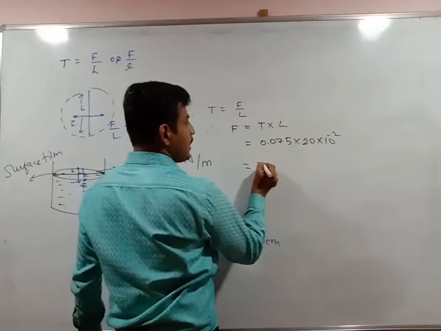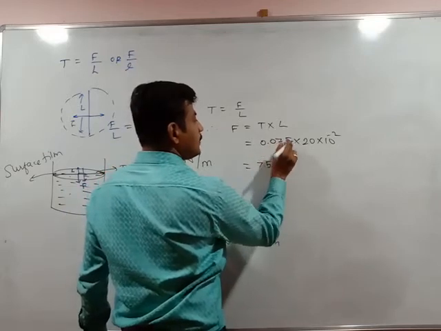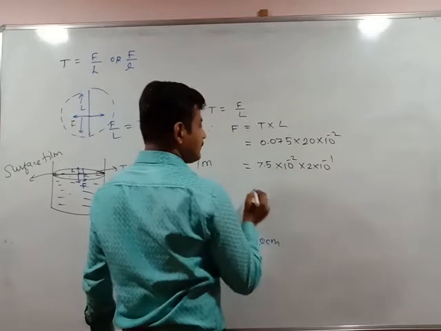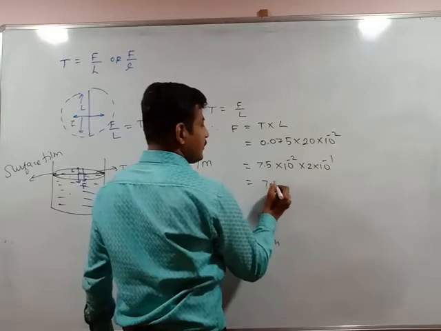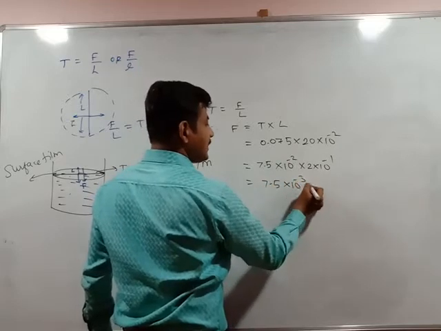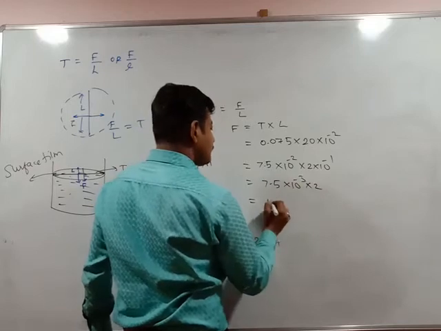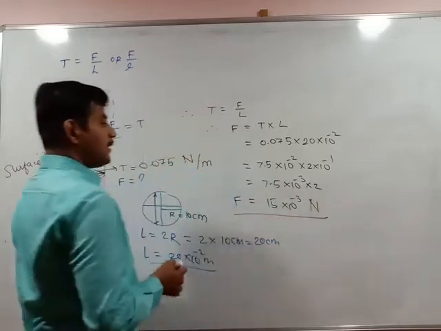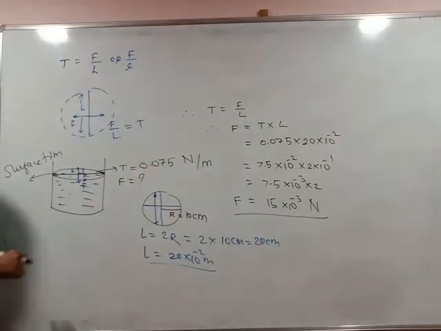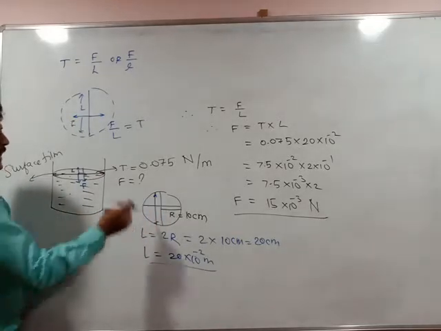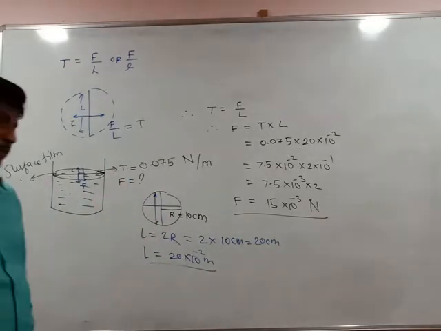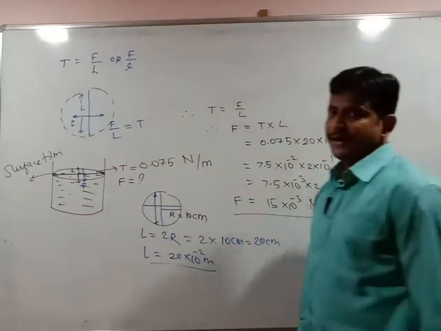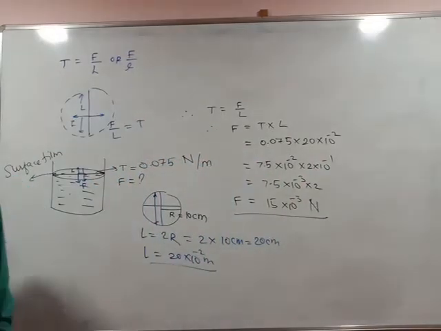Now see, 7.5 into 10 raised to minus 2 into 2 into 10 raised to minus 1. This 0 can be cancelled here. So 7.5 into 10 raised to minus 3 into this 2 value. So it is 15 into 10 raised to minus 3. This much force is acting per unit length. To solve the example here, they have only given the radius and tension. You should find how much force is acting per unit length. That force is 15 into 10 raised to minus 3 Newton.